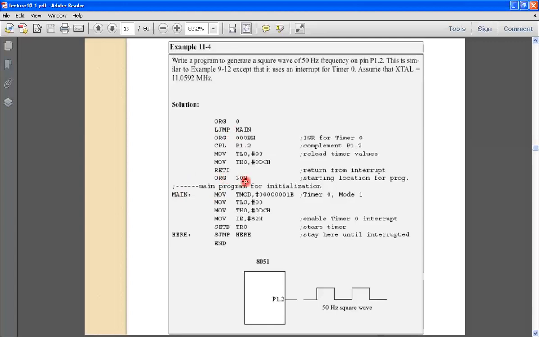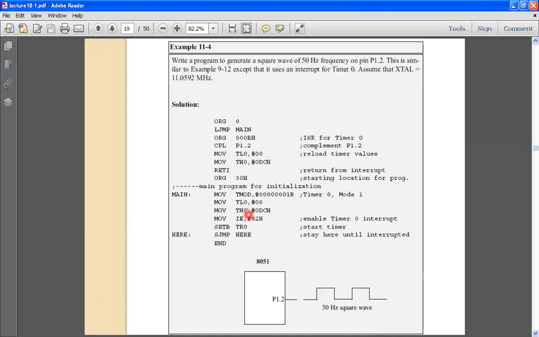Then we are using timer 0 in mode 1, that is a 16-bit timer. Therefore the value in the TMOD register is 00000001B. So 01B indicates we are using mode 1, and it is at the LSB side, the lower nibble, therefore it is timer 0.